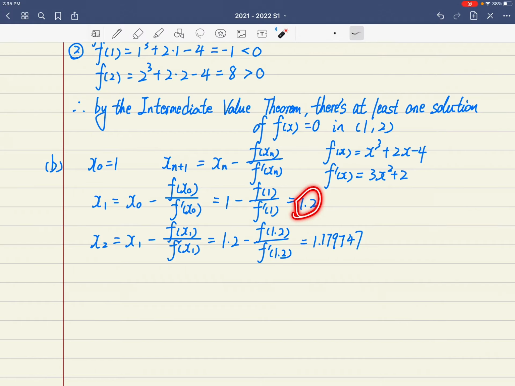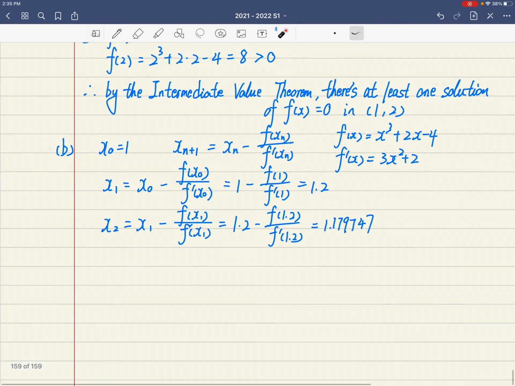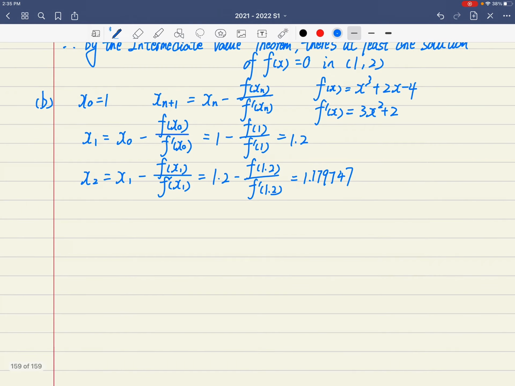Can we stop here? Again, no, because of 1.2 and 1.1797. You can see the first decimal places are already different, right? To meet the requirement, we need the first 5 decimal places to be the same. Clearly they are not the same yet. So we have to keep updating the solution. You do the calculation, and x3 is going to be 1.179509.